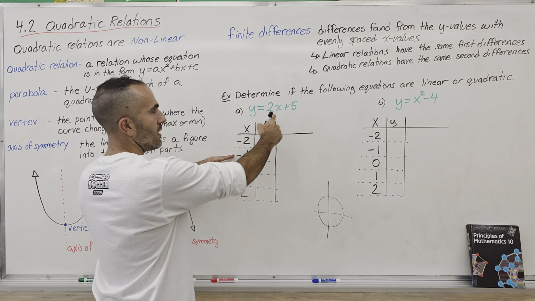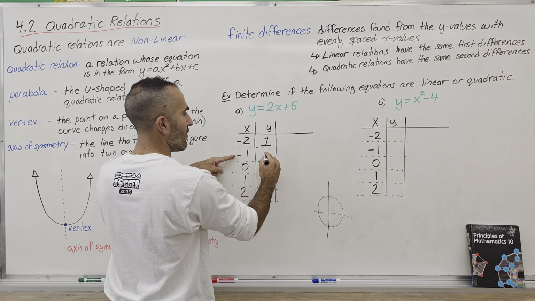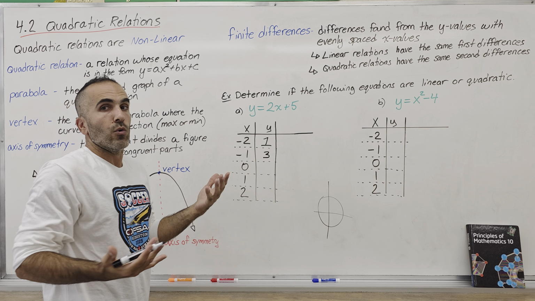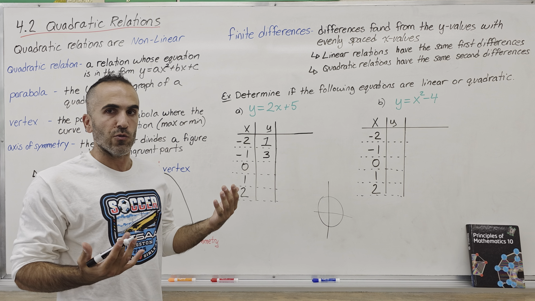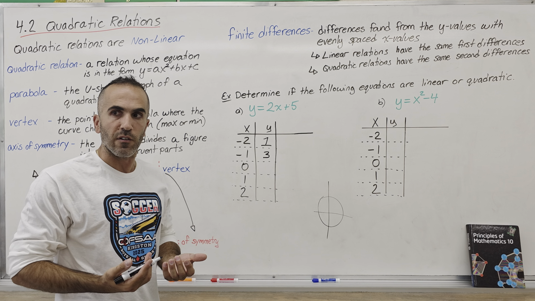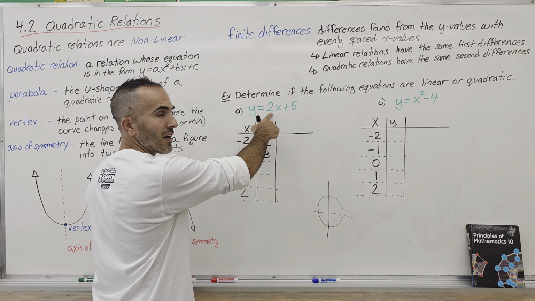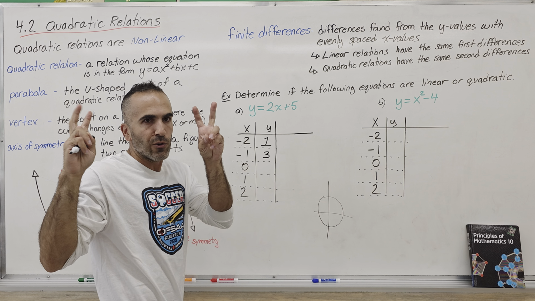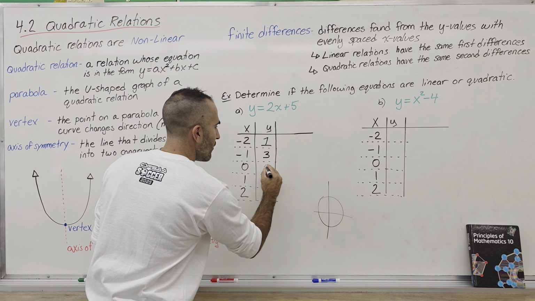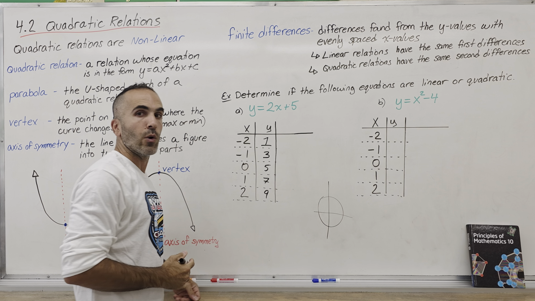I plug in a -1, I get a -2, plus 5 is 3. If you know linear relations already, you should know that you can use the slope to fill in the rest of the chart instead of plugging in. I know the slope is 2, and I know this is linear, even though technically we don't know it's linear yet, but to save some time, 5, 7, 9. I know I'm going to go up by 2.